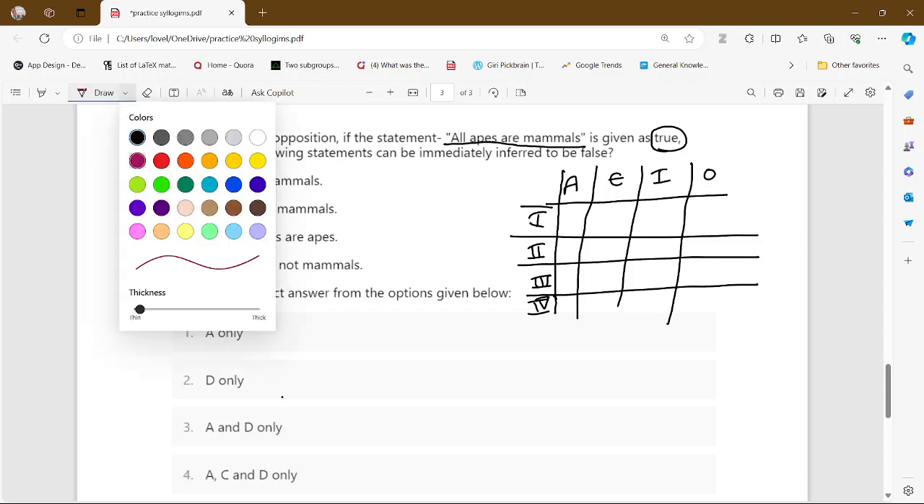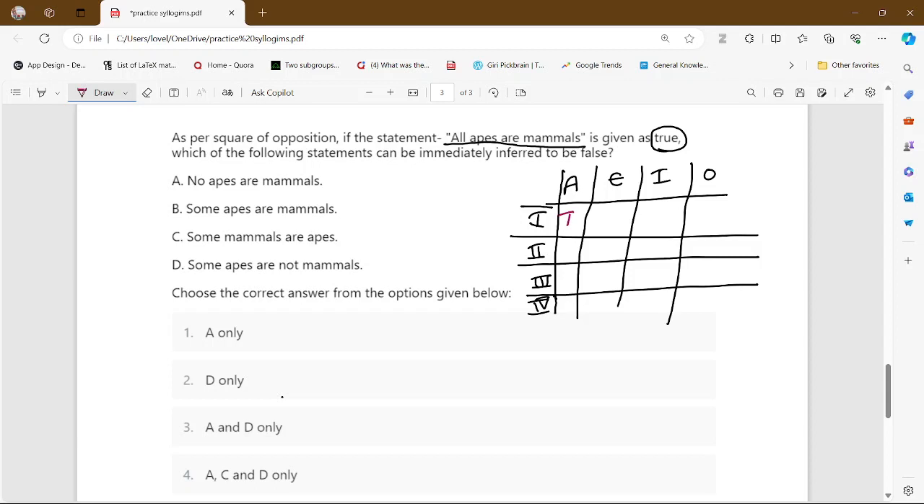So let us draw a table. T, T, T, T, and starting from the right, F, F, F, F, and the remaining places you fill like this, FT, FT, and here it comes D, D, D, D. If you remember this table, these kind of questions can be easily solved.